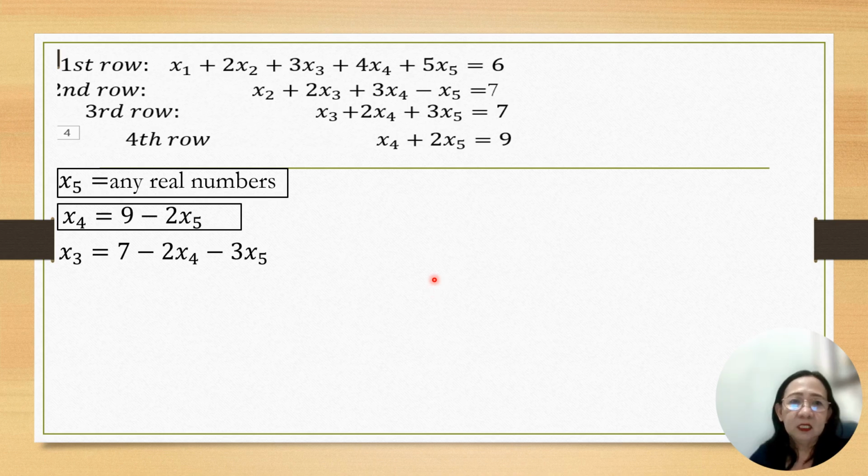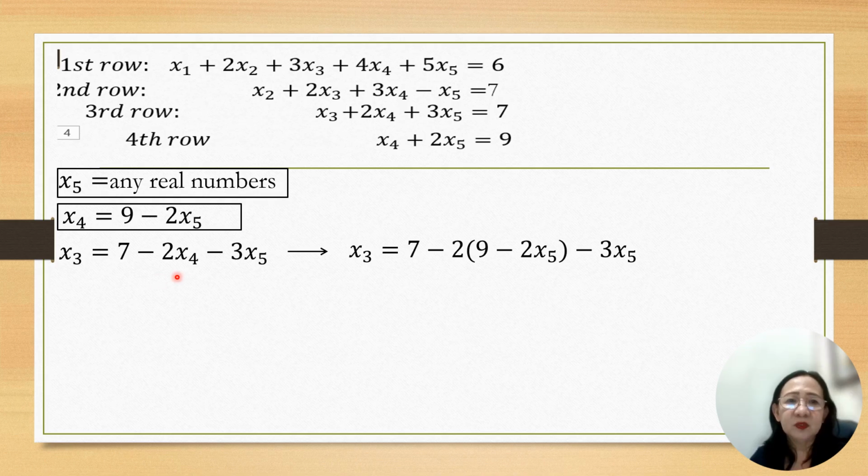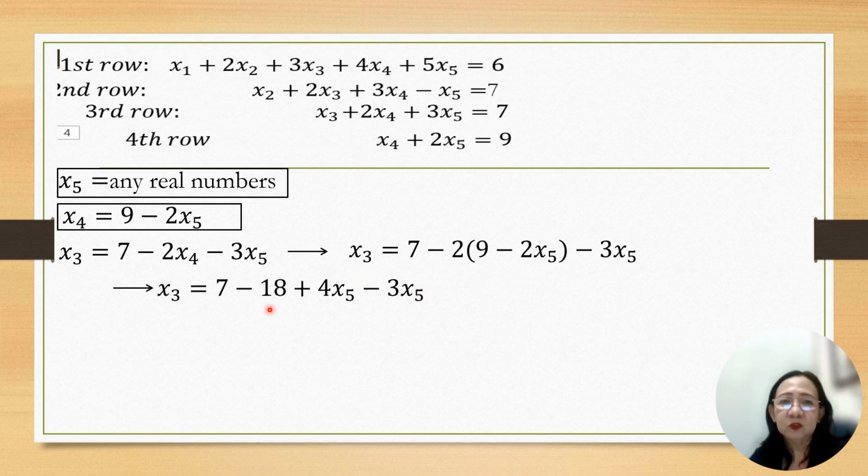And then, by looking now at the result for x sub 4, we can rewrite this equation in the form of x sub 5. So, if we substitute the value of x sub 4, 9 minus 2x sub 5, and simplify this, we will arrive at: copy, x sub 3 is equal to 7.